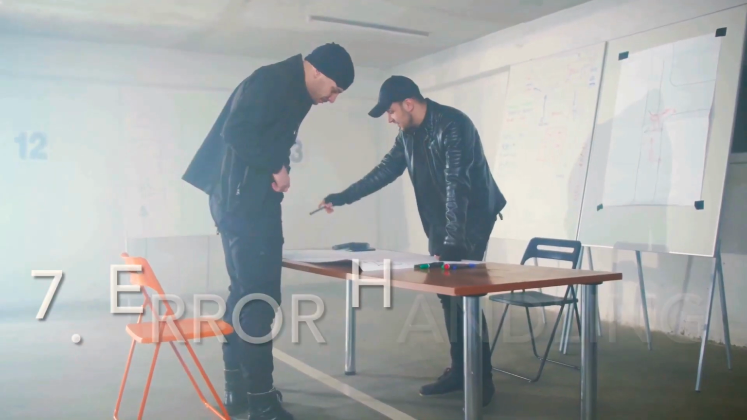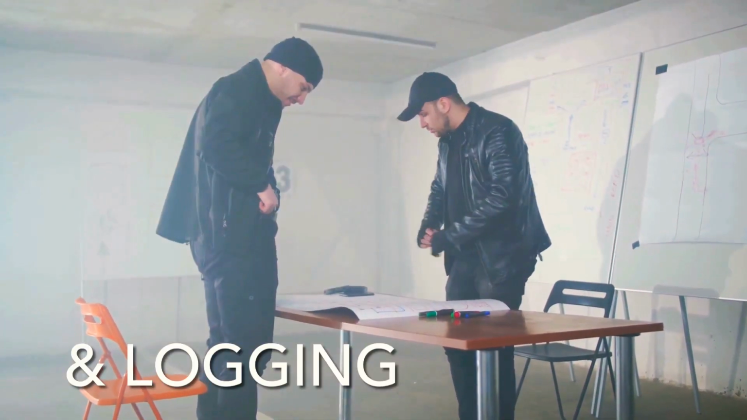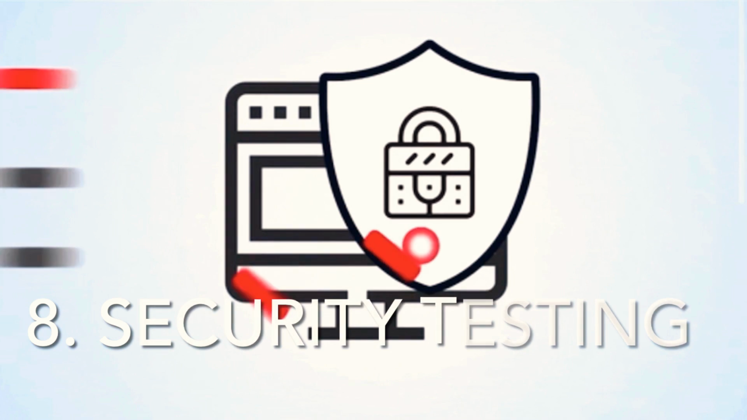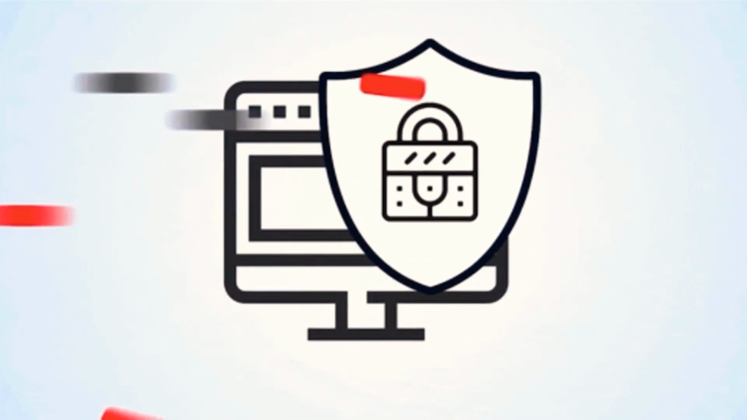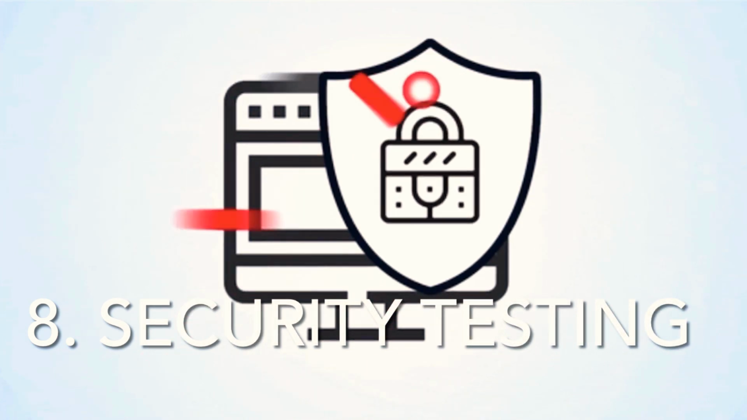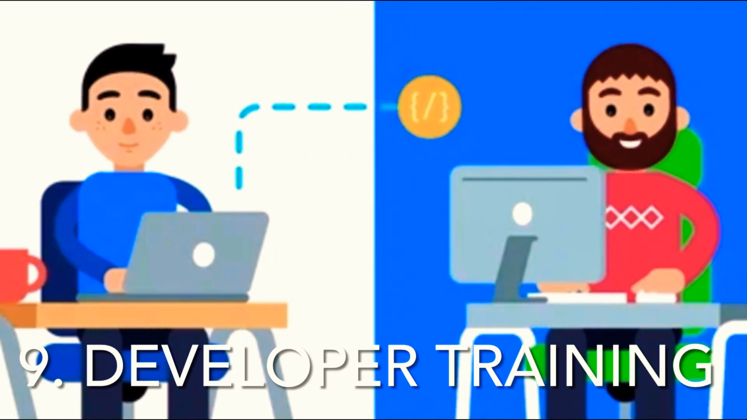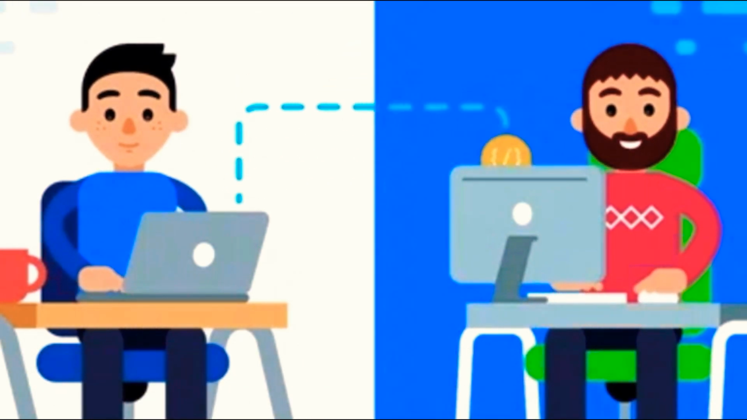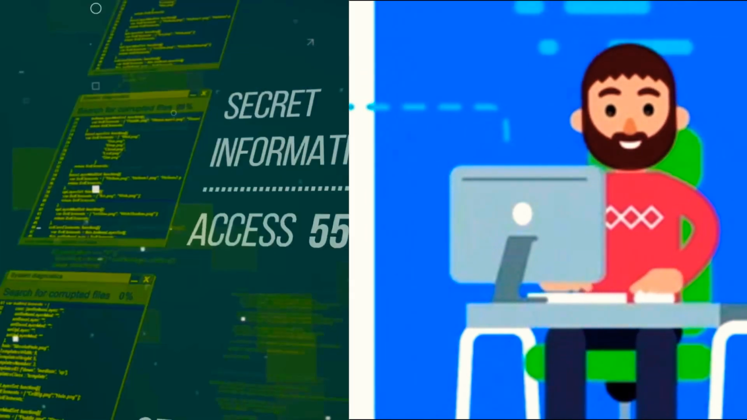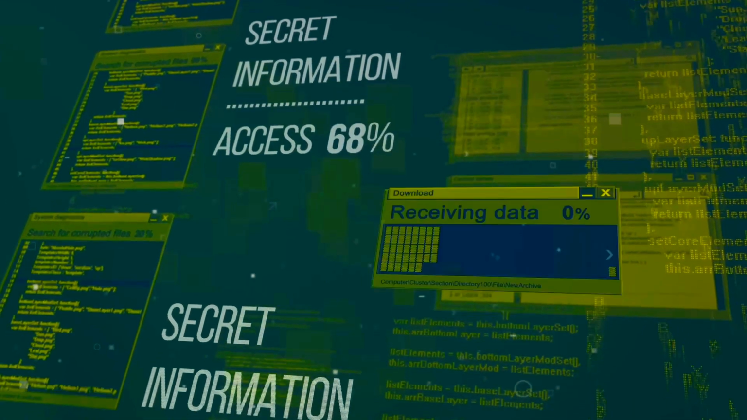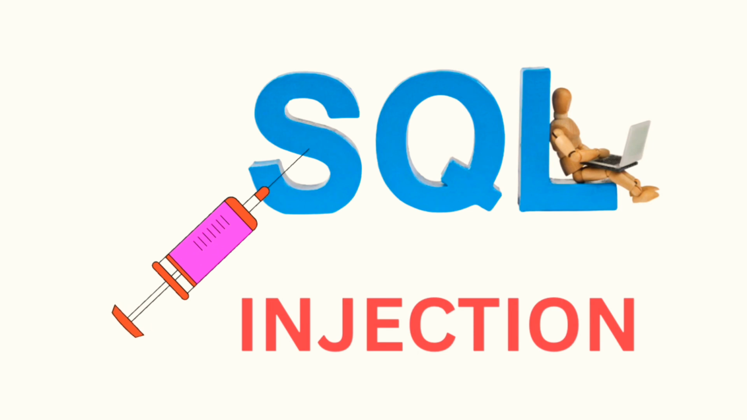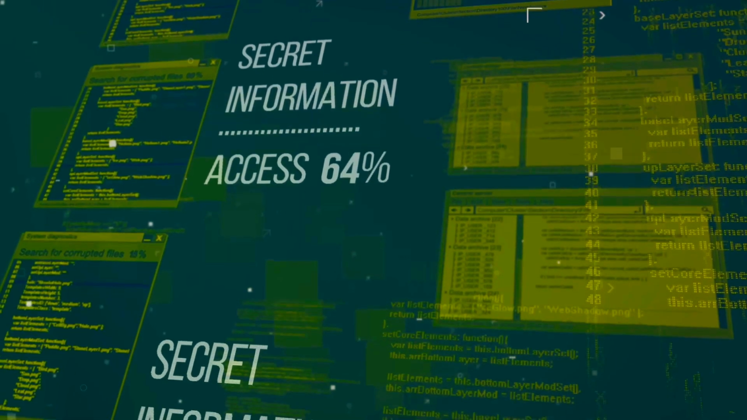Error handling and logging. Implement proper error handling and logging mechanisms to avoid revealing sensitive information in error messages that could aid attackers in SQL injection attempts. Security testing. Regularly test applications for SQL injection vulnerabilities using techniques like static code analysis, dynamic testing, and penetration testing. Developer training. Provide training and awareness programs for developers on secure coding practices, input validation, and risks and prevention of SQL injection attacks. By implementing a combination of these methods, organizations can significantly reduce the risk of SQL injection attacks and protect their databases and applications from unauthorized access and data breaches.